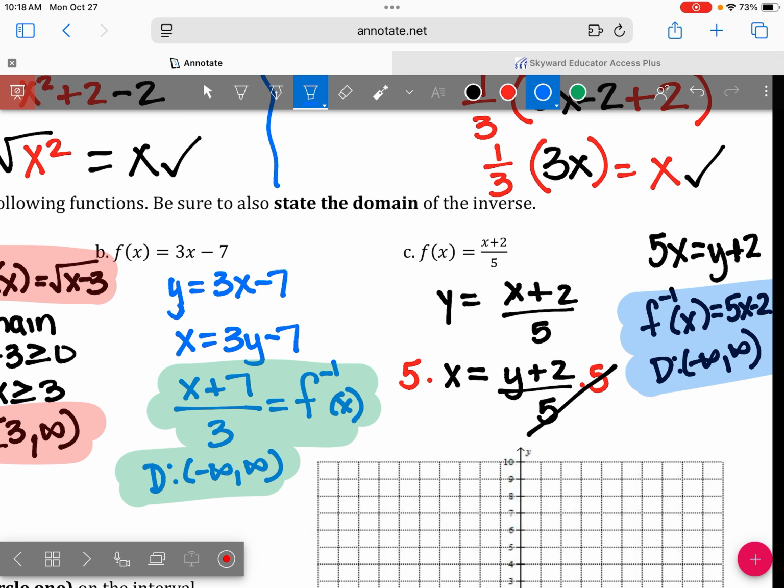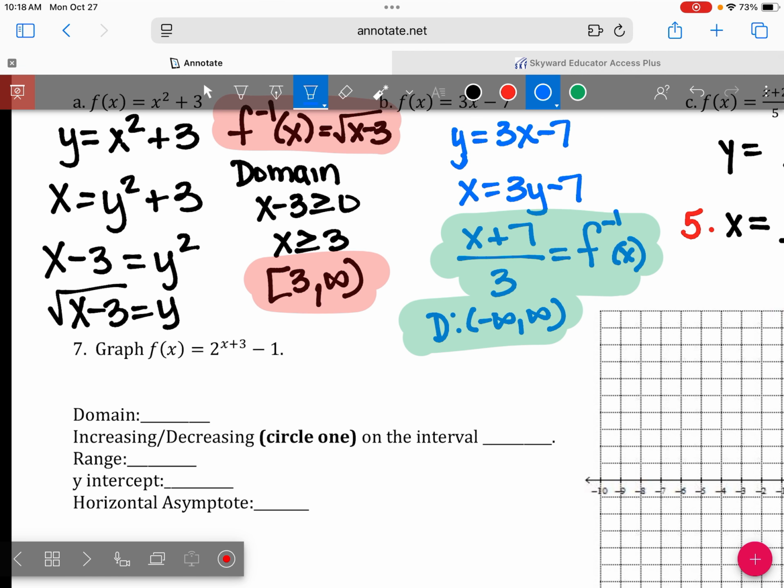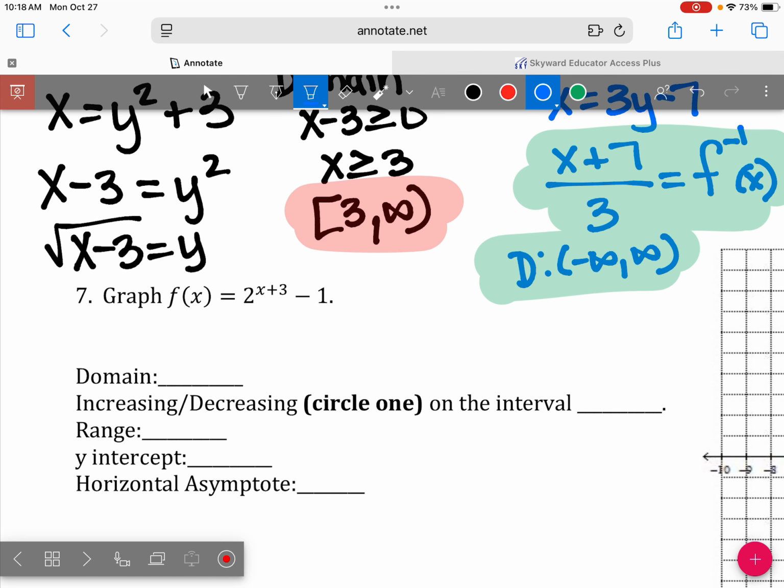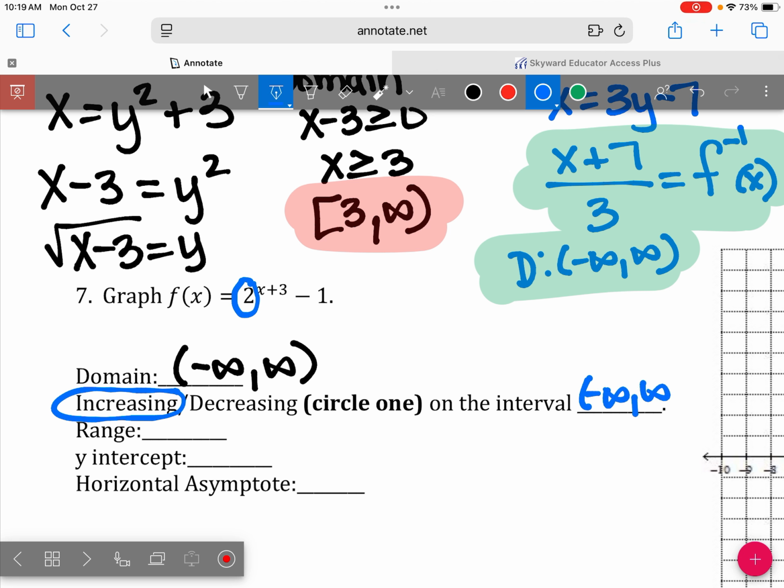So let's talk about graphing exponentials. So the one good thing is that all exponentials have the same domain, and that's all real numbers. If this number here is greater than 1, it is going to increase. And it's increasing across the domain. So whatever your domain is, that's your interval of increase or decrease.